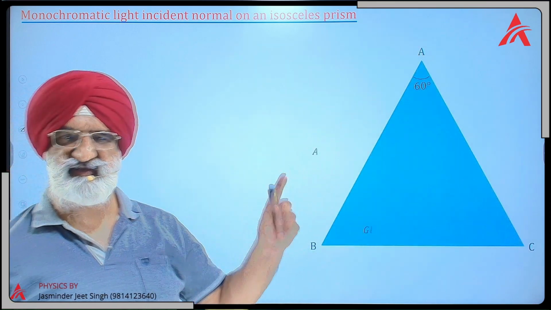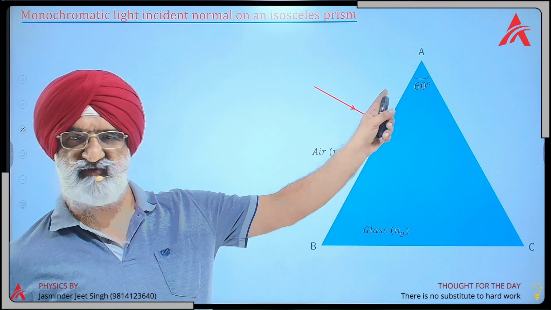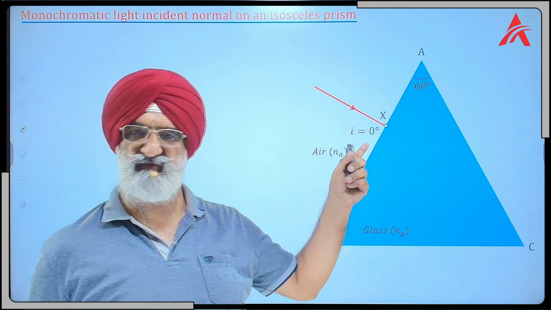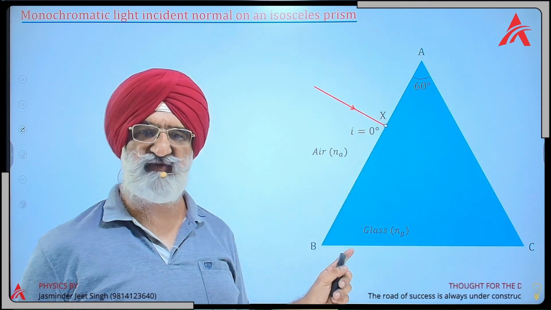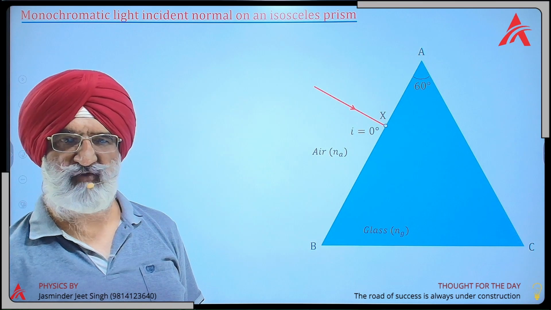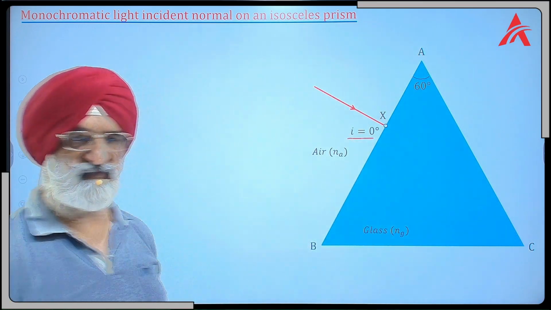Let ABC be an equiangular prism in which the angle of prism is equal to 60 degrees. Let there be a monochromatic ray falling normal to the face AB of this prism at the point X. Whenever any ray falls normal to the surface, we take the angle of incidence as 0 degrees.